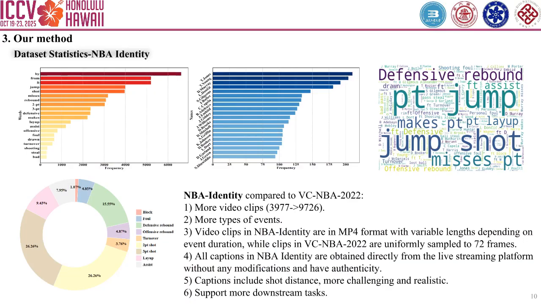1. More video clips, 3977 to 9726. 2. More types of events. 3. Video clips in NBA Identity are in MP4 format with variable lengths depending on event duration, while clips in VC-NBA 2022 are uniformly sampled to 72 frames. 4. All captions in NBA Identity are obtained directly from the live streaming platform without any modifications and have authenticity. 5. Captions include shot distance, more challenging and realistic. 6. Support more downstream tasks.